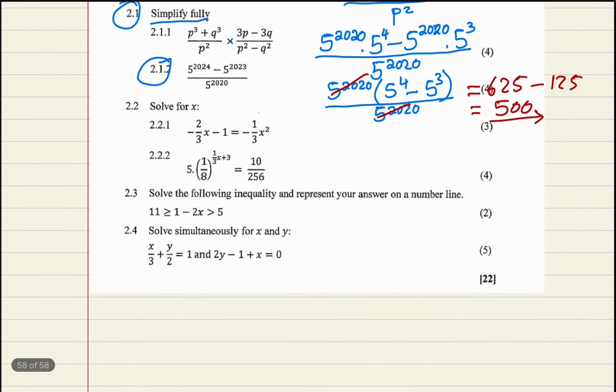Now they said to us, number 1, here, let us solve for x. Solve for x. How can I solve for x here? Step number 1, let me remove the denominators by taking everything and multiplying it by 3. Then if I multiply by 3, it means that I'll have negative 2x minus 3 equals negative x squared. Take x squared to the other side, it will be x squared minus 2x minus 3 equals 0.